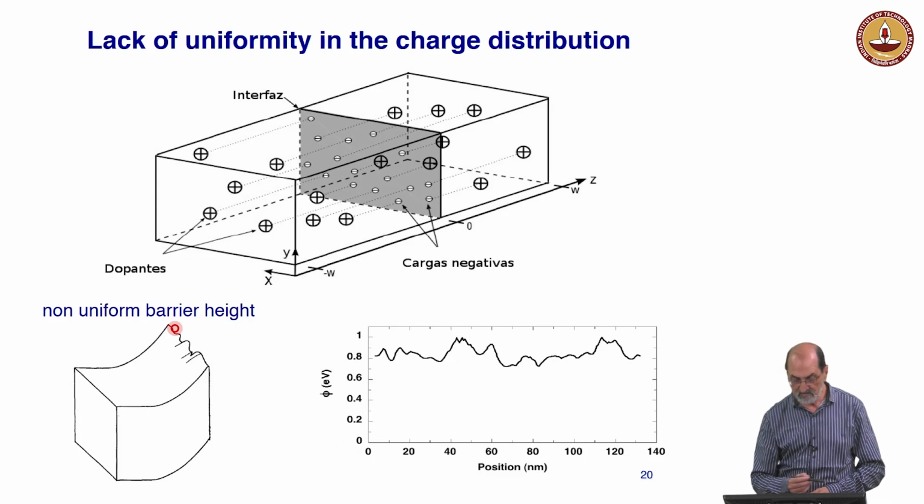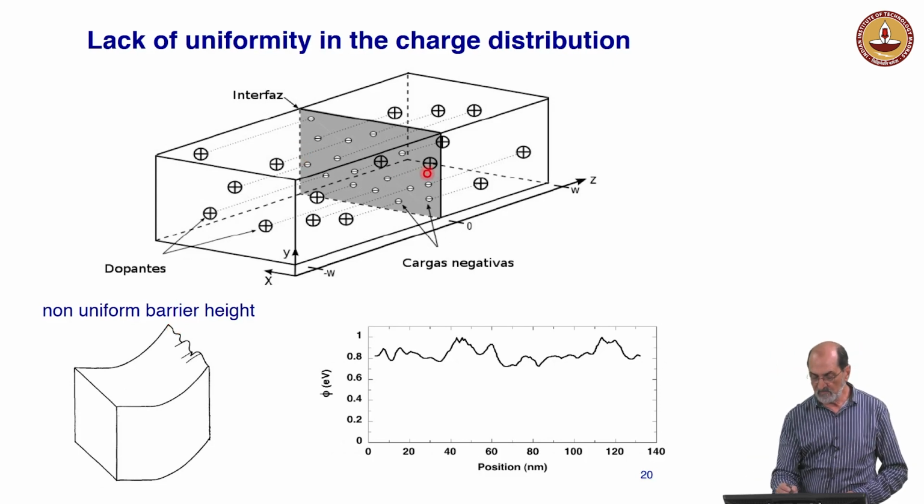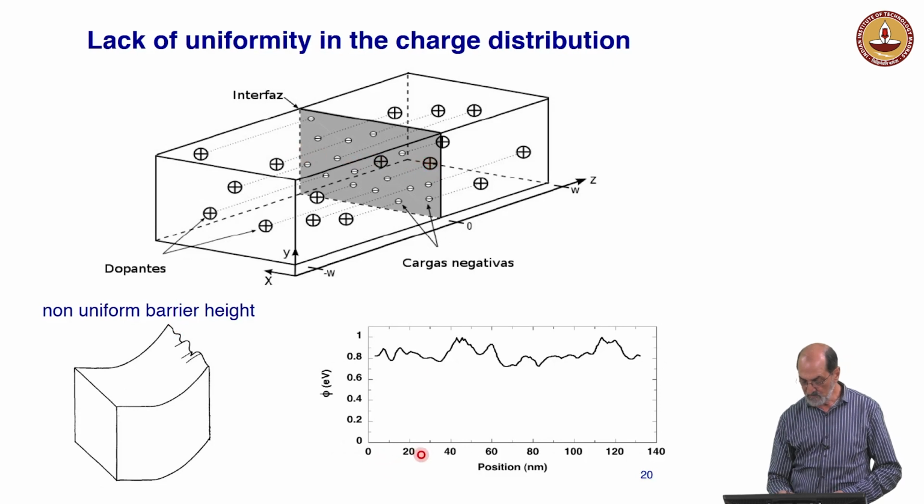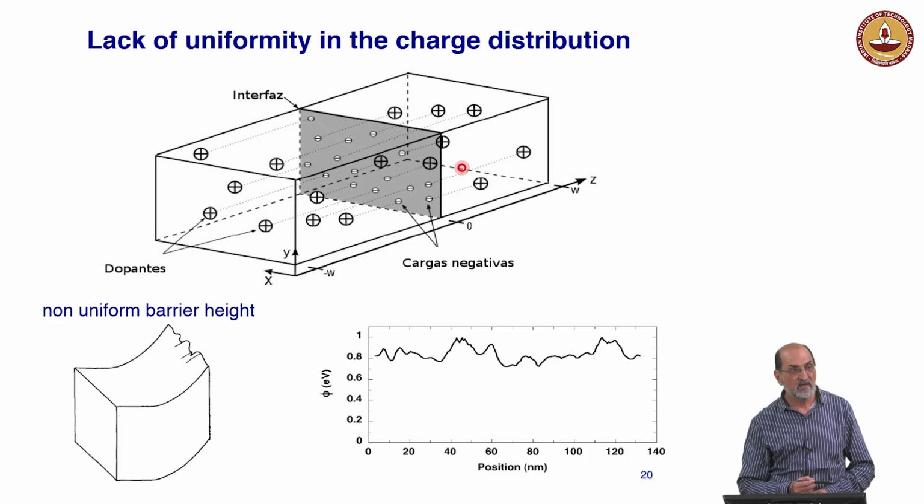Well, if we make a plot for, say for example, this line, changing the position along the interface, we are going to find how the barrier changes along the interface. And this is what we obtain. There is some random dispersion here. Well, you can run this many times. You're never going to find a place with a 0 barrier height.